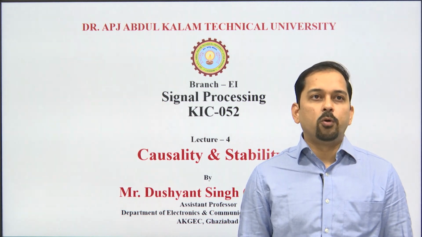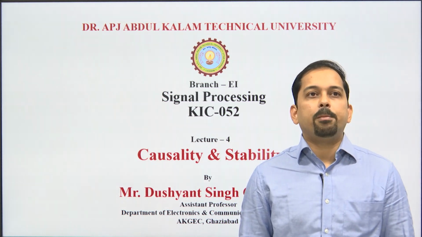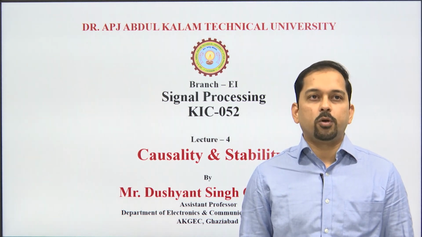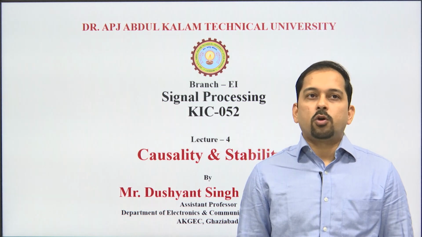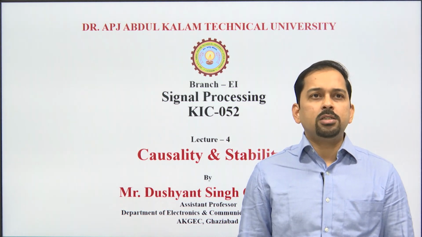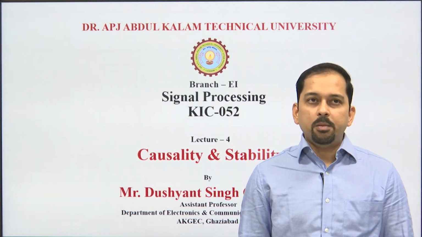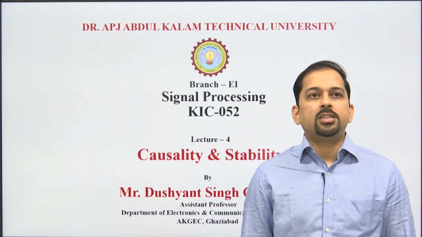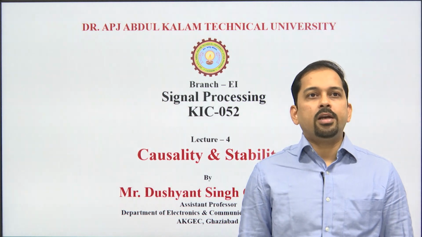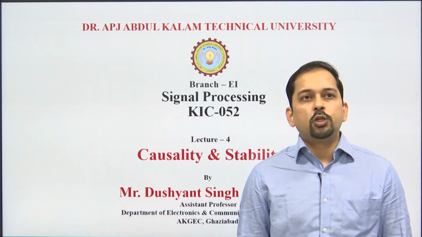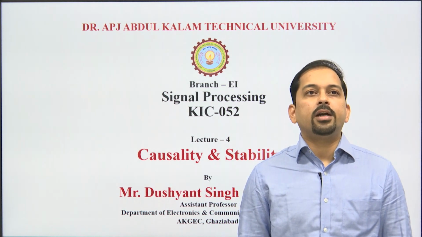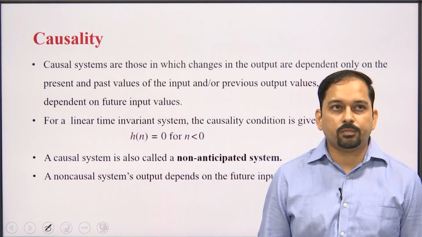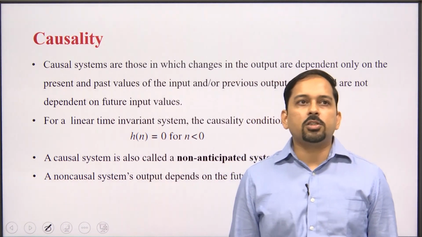If the present output at any time depends upon the present and or past values of input, then it is said to be a causal system. Stability means if a bounded input results in a bounded output, meaning the input is finite and it results in the output also being a finite quantity, then it is said to be a stable system. So, we are combining now. So, first of all, what is causal?